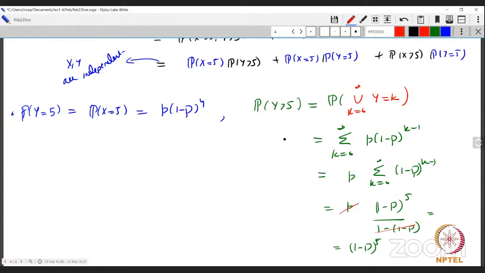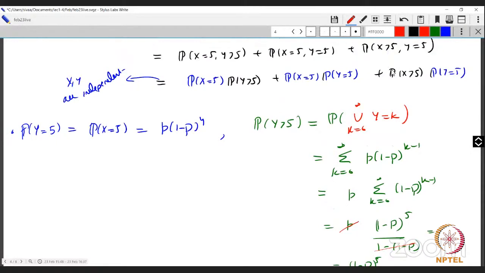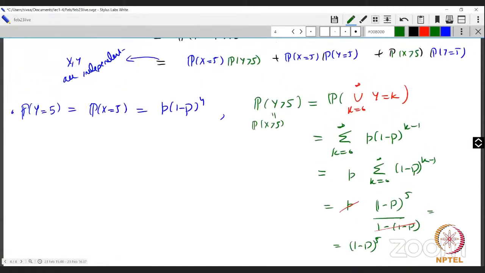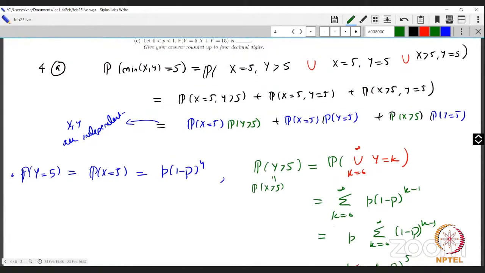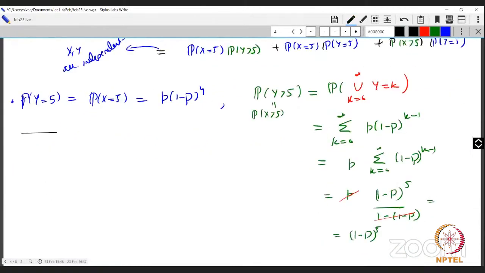So now what happens? Probability y equal to 5 is this. But notice x is also geometric, so this is also the same answer. These both are the same answers. So you know probability x bigger than 5 is also the same as probability y bigger than 5, the same as (1 minus p) to the 5. So you have all the ingredients now. Now you can calculate. So let's go back and do this box here.